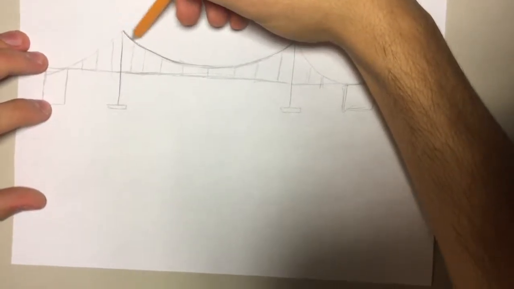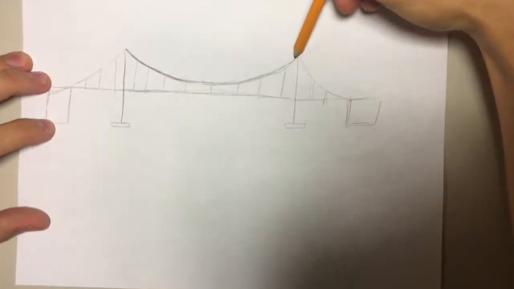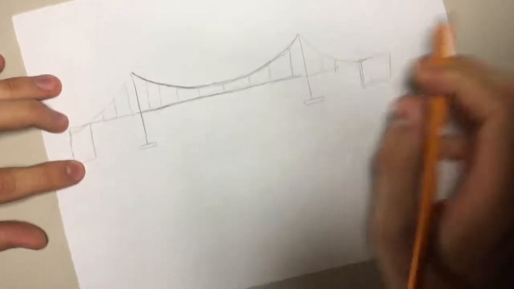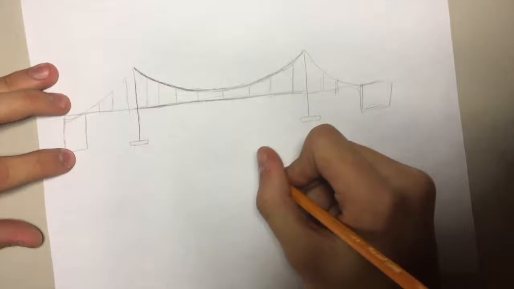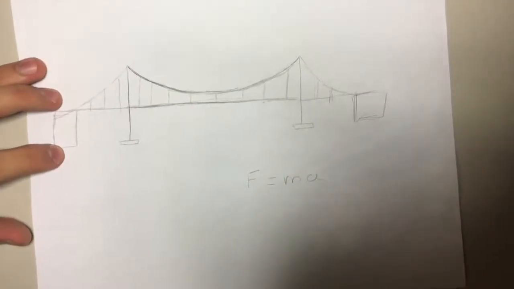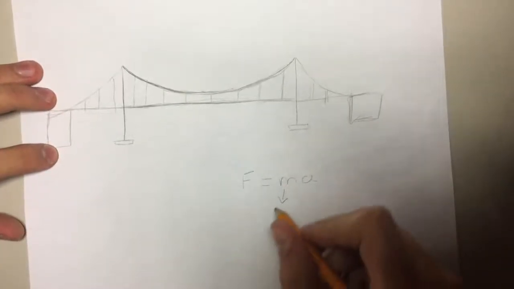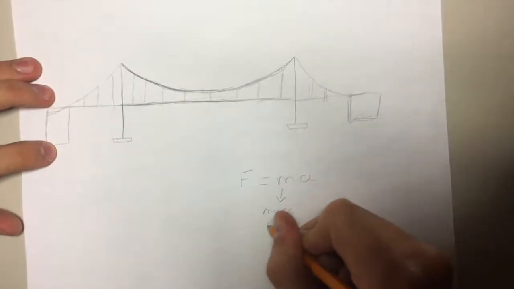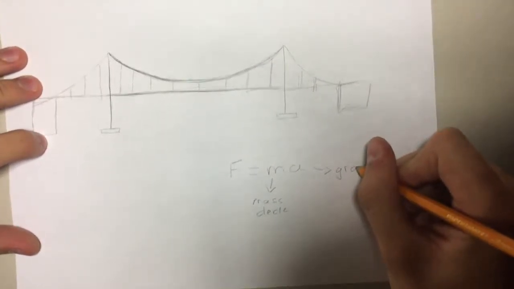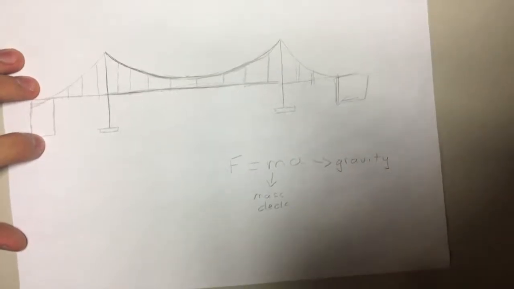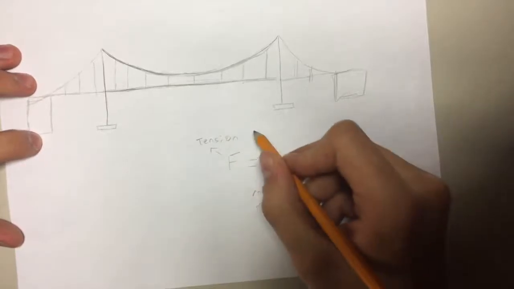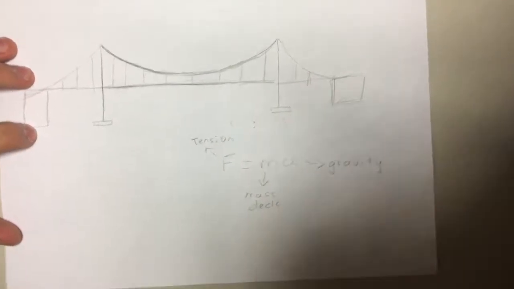So the tension in this main cable would be equivalent to the weight of this deck here. And so the equation could be force equals mass times acceleration, where the mass is the mass of the deck and the acceleration is equal to gravity. And so this is tension, and the ratio would be 1 to 1.